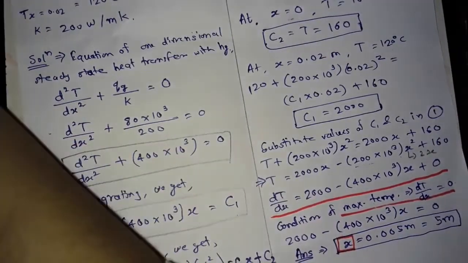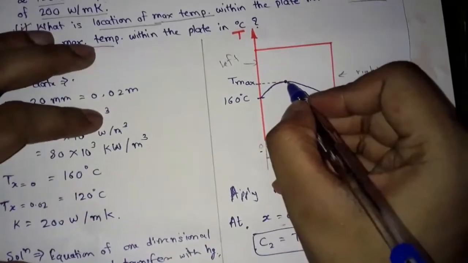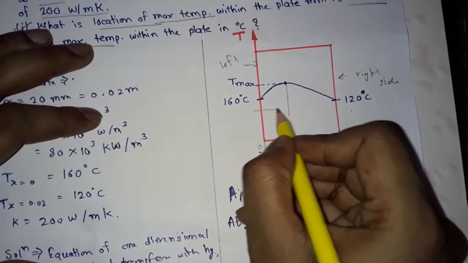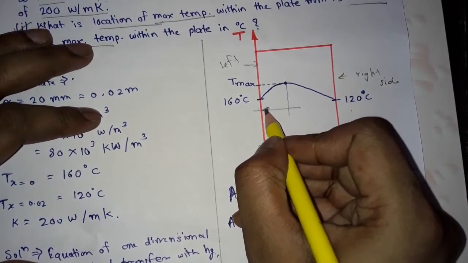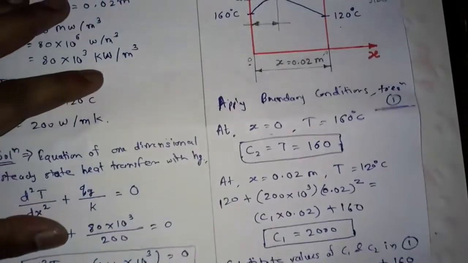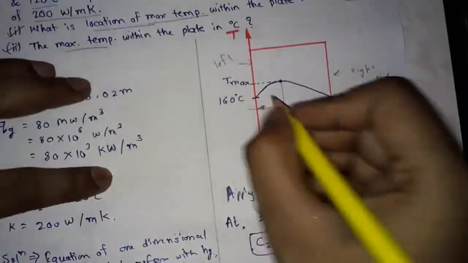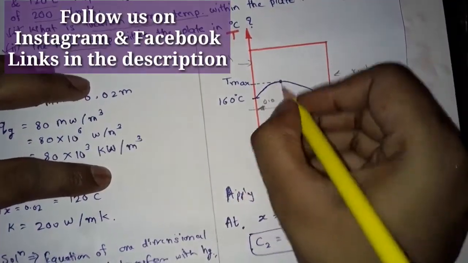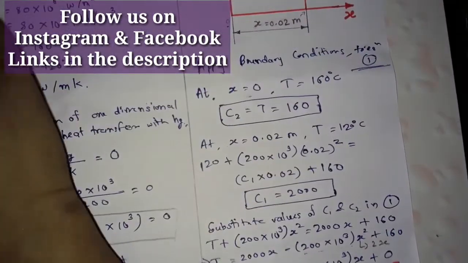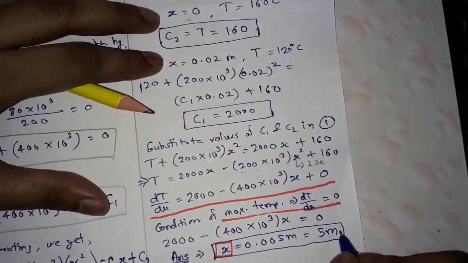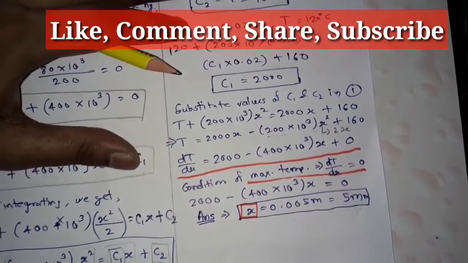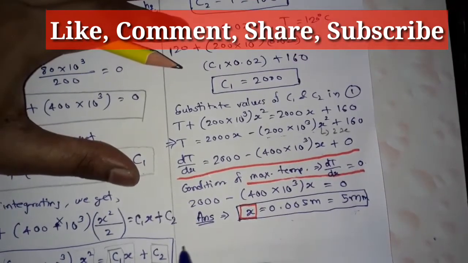So in the diagram, as you can see here, this portion is our location, which is at a distance of 5 mm, that is 0.005 meter. Here, as you can see, 5 mm. Now we have to calculate the maximum temperature. So here we have to find T max.